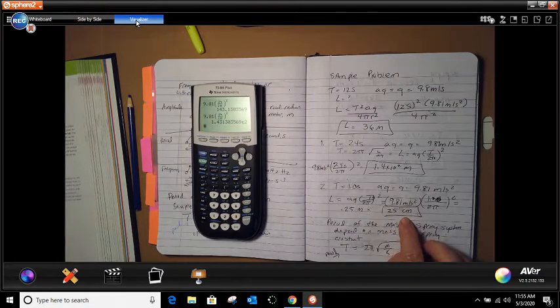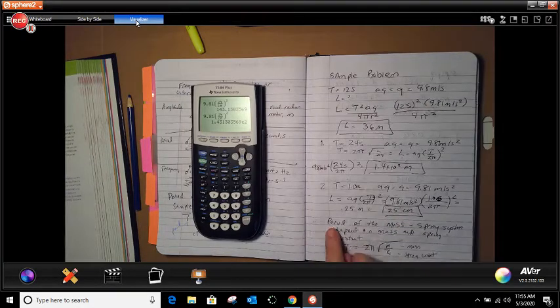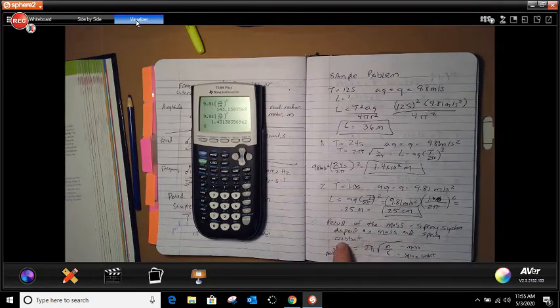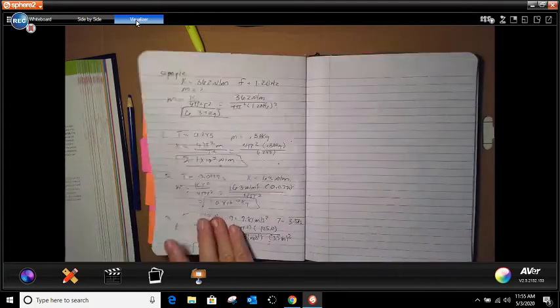And so then I feel like 3 and 4 are about the same. The period of the mass depends on the spring system, depends on the mass and the spring constant. So we have a period equals 2 pi square root of mass divided by the spring constant.